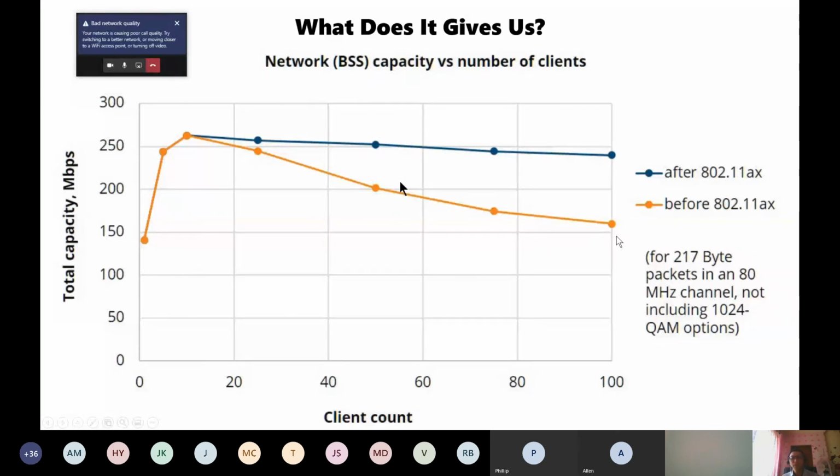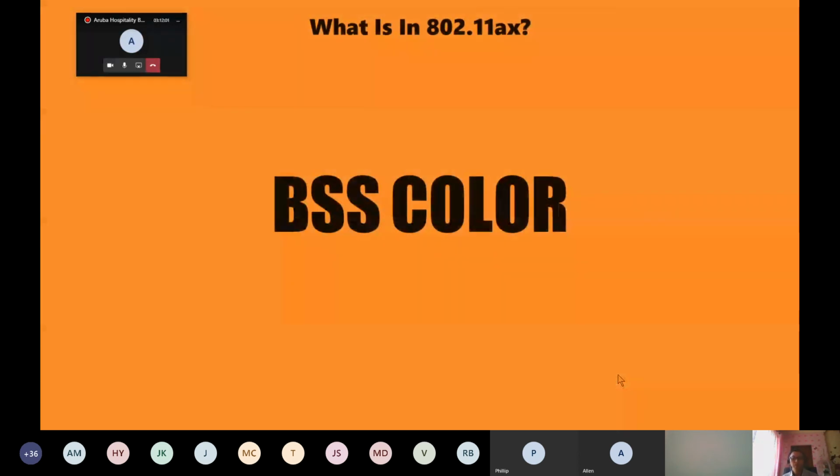But this is with OFDM, or pre-Wi-Fi 6. With Wi-Fi 6, your total capacity, if you notice, does not go down as quickly. And therefore, even though there are like 100 users there, each of them is going to get more throughput. So the impact of user density is a lot less compared with before. That is the biggest change in performance when it comes to Wi-Fi 6.